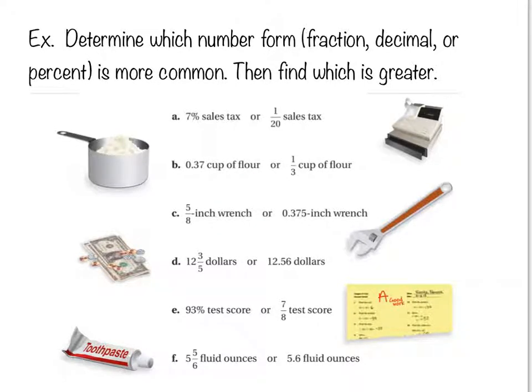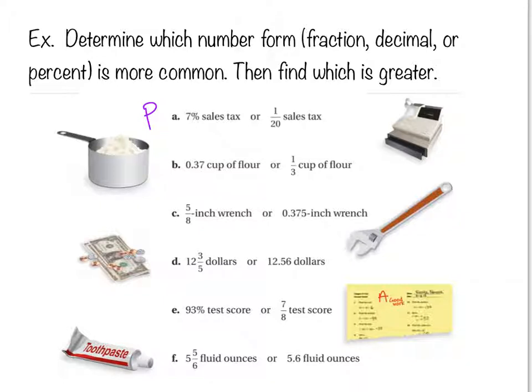All right, this is section 6.2, comparing and ordering fractions, decimals, and percents. So we'll start off with some questions here. It says determine which number form, fraction, decimal, or percent, is more common, and then find out which is greater. So if we're talking about sales tax, are we more likely to get it as a percent or as a fraction? And the answer is that we are more likely to get it as a percent.